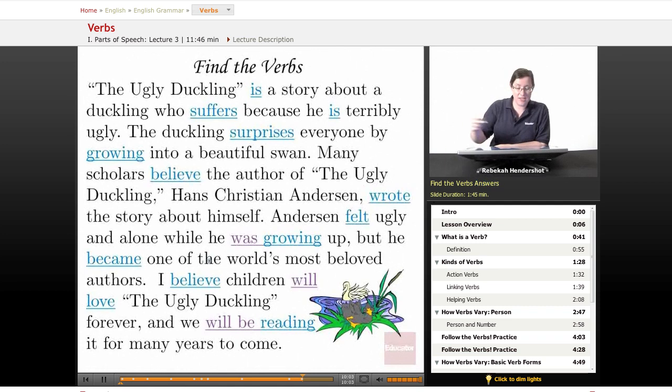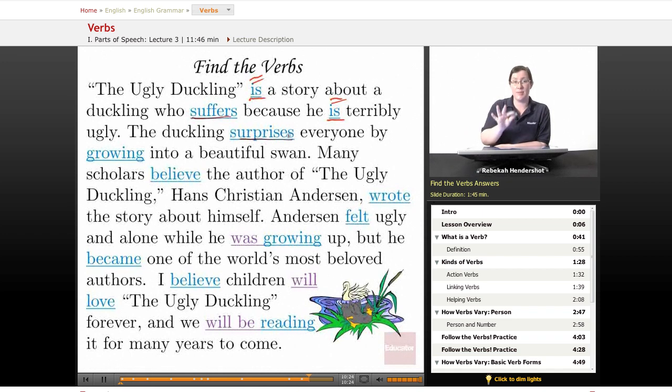And here we are. The Ugly Duckling is a linking verb, third person singular, present. Is a story about a duckling who suffers. Well, here we have an action verb, once again, third person singular, present tense, because he is, linking verb, terribly ugly. The duckling surprises everyone. Now that's an action verb, again, present tense.